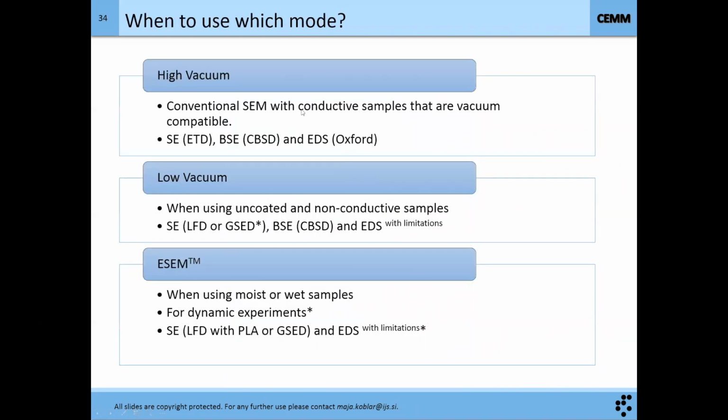So high vacuum is for the conventional SEM, for conductive samples. Low vacuum is for when you want to observe non-conductive samples. The ESEM mode is usually for wet or moist samples.